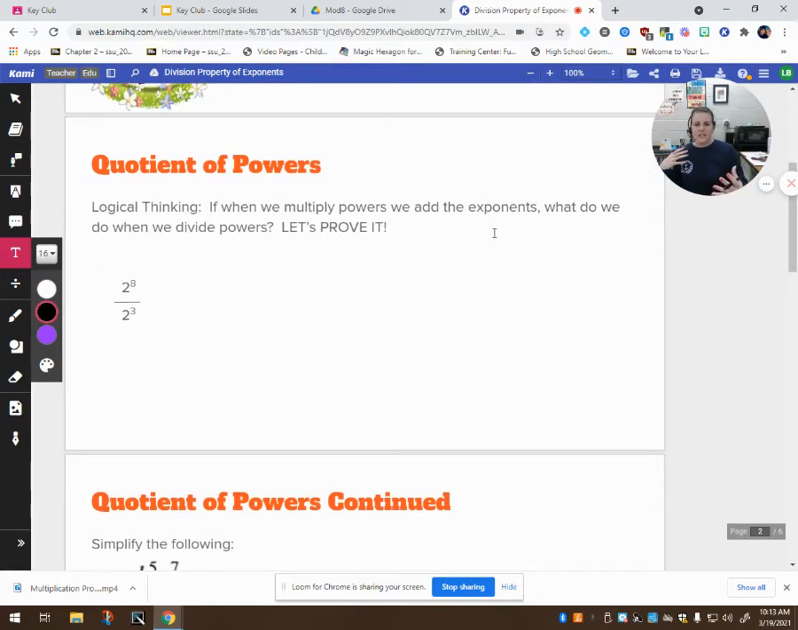So, logically thinking, we found out that when we multiply powers, we add those exponents. So what do you think we would do with the exponents when we divide these powers? Let's think about it. We know that when we have the same thing on top and bottom, it cancels out. It doesn't really cancel. It becomes one, right?